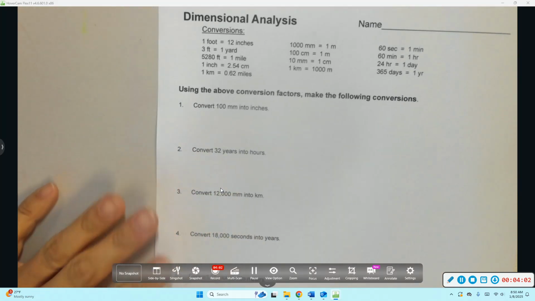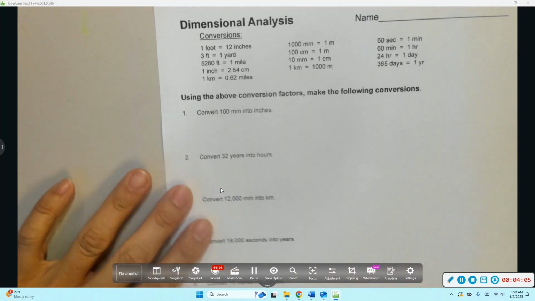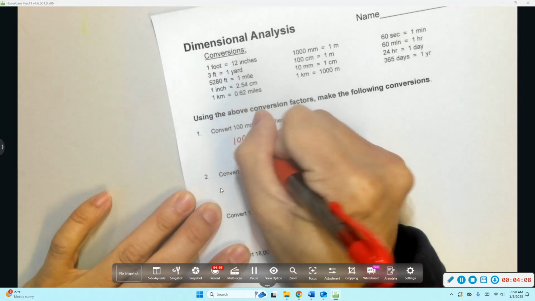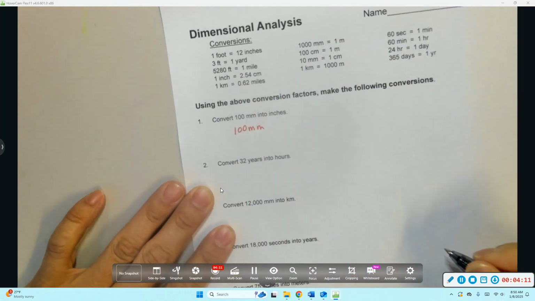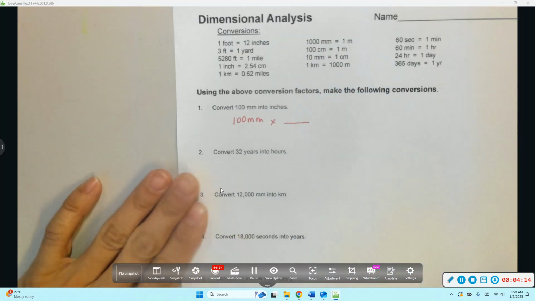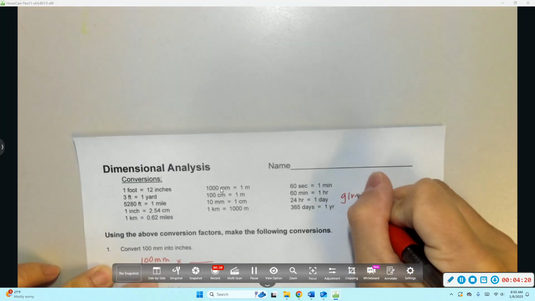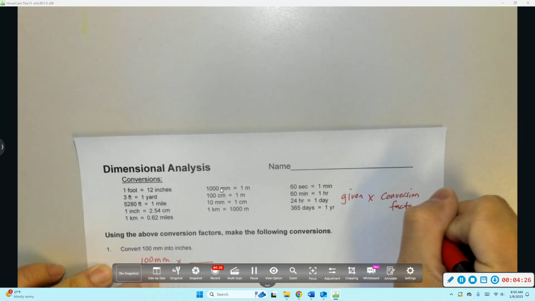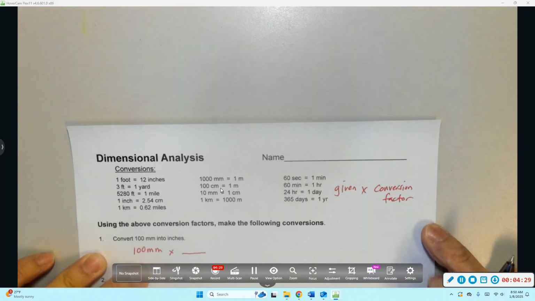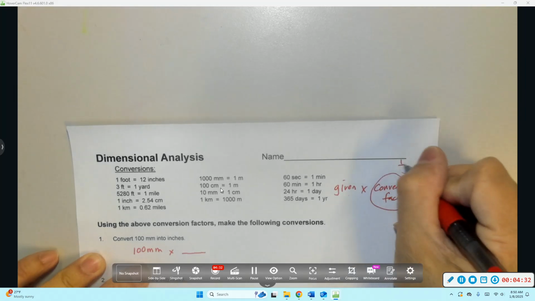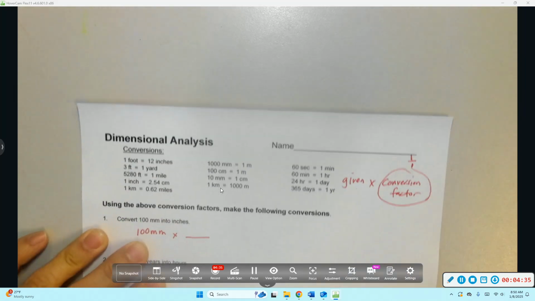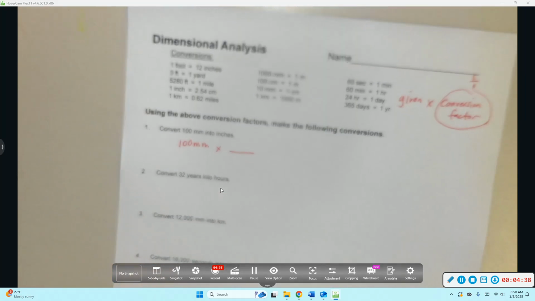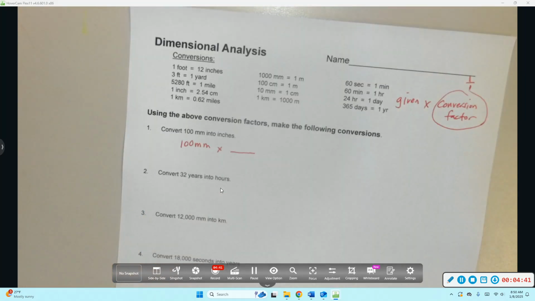So the way we convert is always like this. Convert 100 millimeters to inches. So you start with 100 millimeters. You always start with that. A couple ways to write this. So you multiply that by a conversion factor. Remember, you take your given times a conversion factor. It could be multiple conversion factors, but remember, you multiply by something equivalent to 1 over 1, right? It reduces to 1 over 1. So a conversion factor doesn't change the value of it. It just changes the unit, okay?